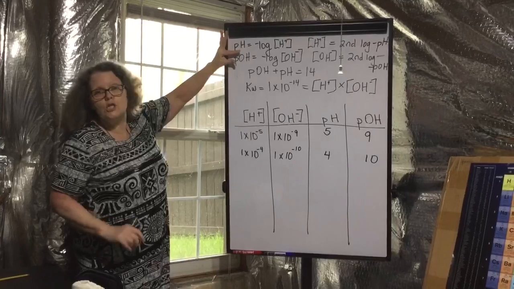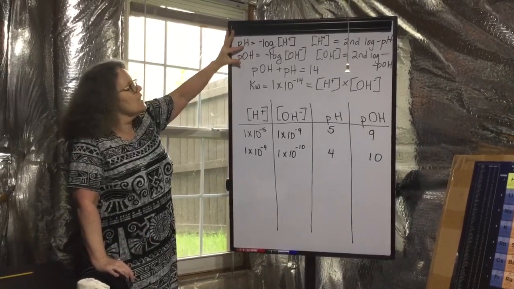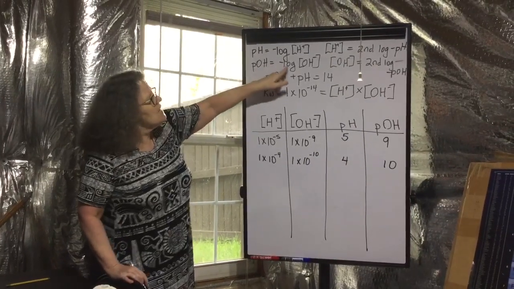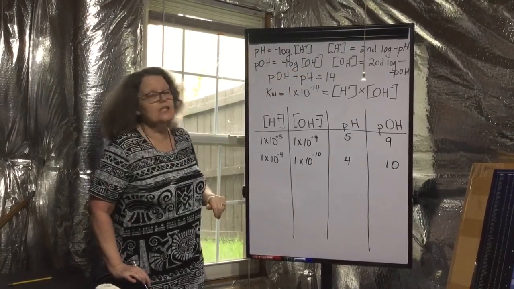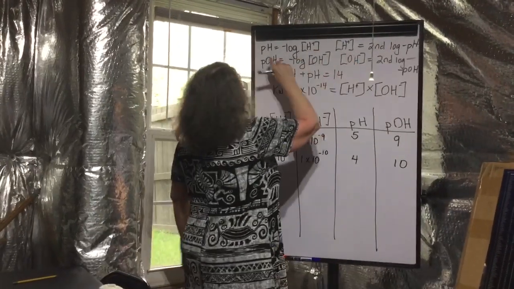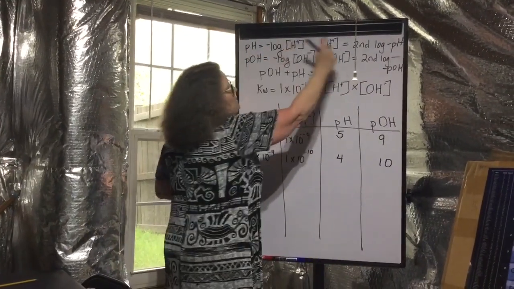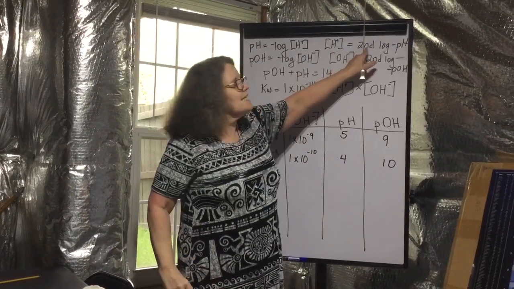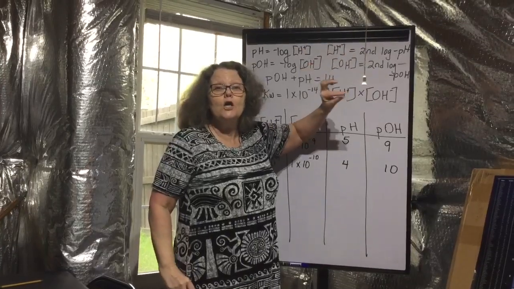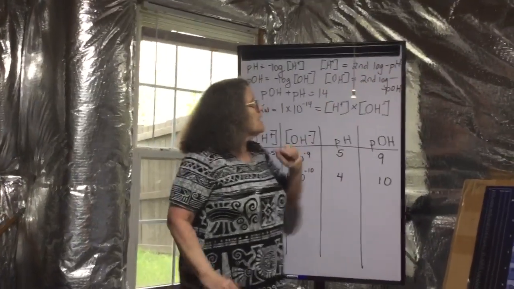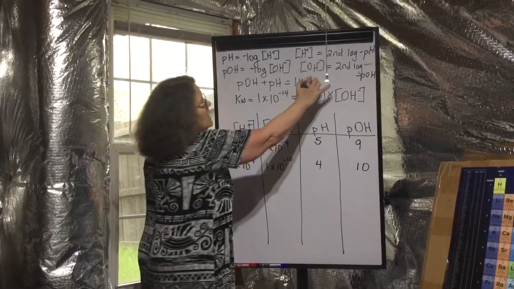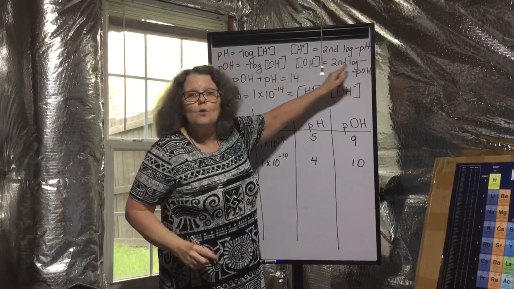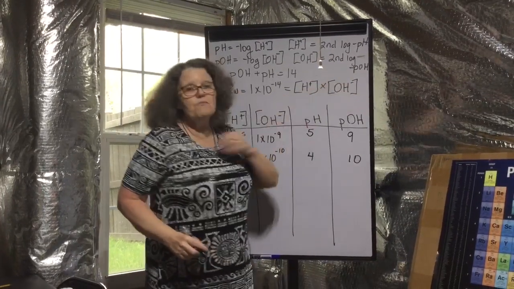So your pH is the negative log of the hydrogen ion concentration. pOH, it's just not used much, is the negative log of the hydroxide ion concentration, okay? And if we know the pH and we want the hydrogen, we work backwards. The hydrogen ion concentration is the inverse log, usually shift log or second log of negative pH. Same is true if we want the hydroxide ion concentration. It's the second log or the shift log or the inverse log of negative pOH.